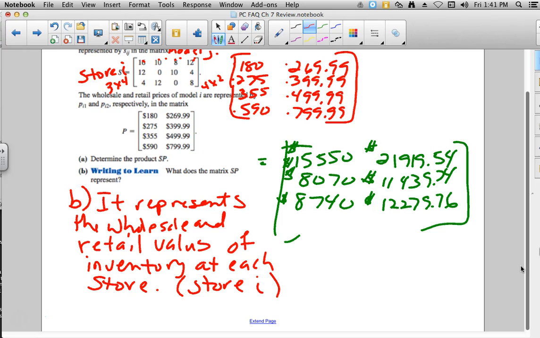And that's a really accurate explanation of what we have there. Wholesale and retail values of the inventory at each store. And that's something that has to be done at the end of a year for any small business owner. You know, you have to say, what do I have sitting in inventory?